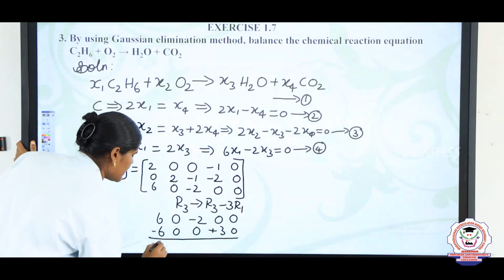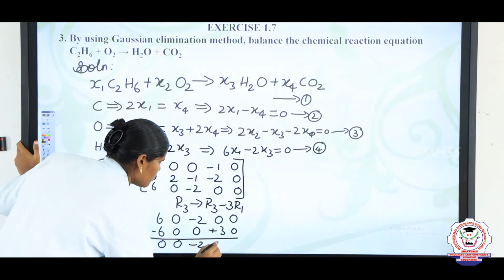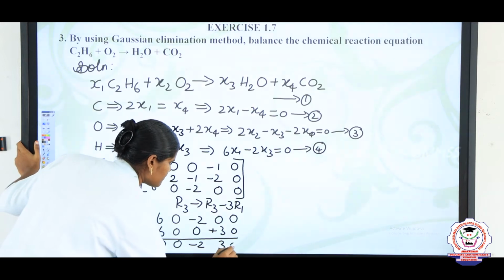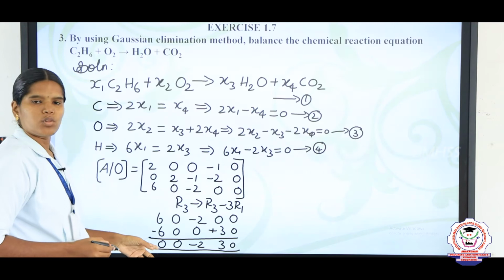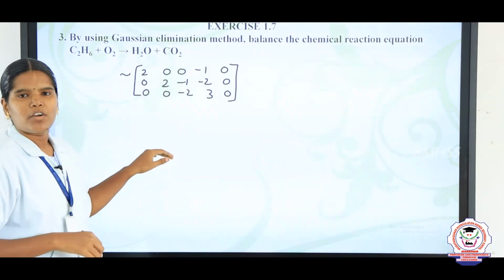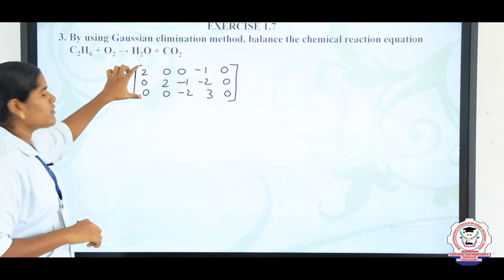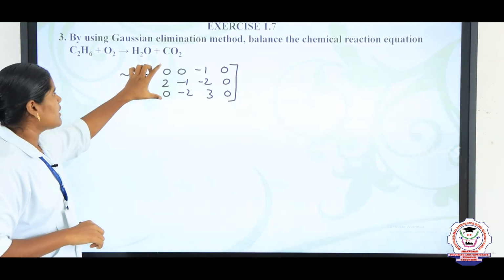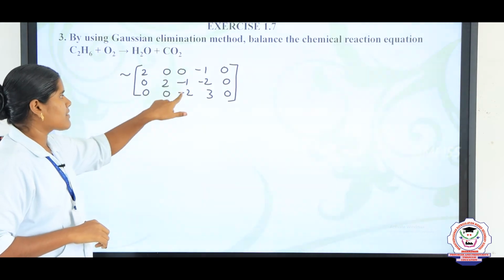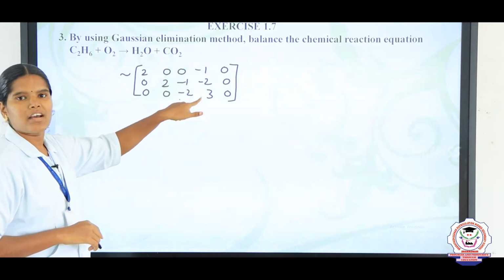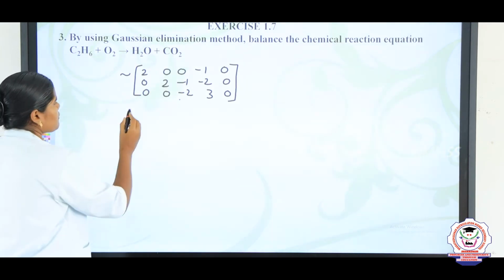Subtract this, then we get 0, 0, minus 2 and 3. So this is the value for row 3. From this matrix I am going to make the equation form. So this is the coefficient of x1 and the second column is the coefficient of x2 and third is the coefficient of x3 and the fourth column is the coefficient of x4. So I am going to make this matrix in equation form.